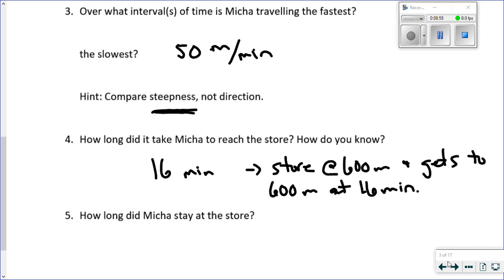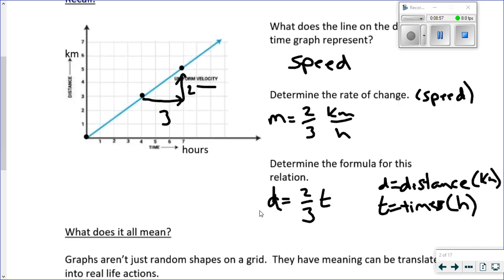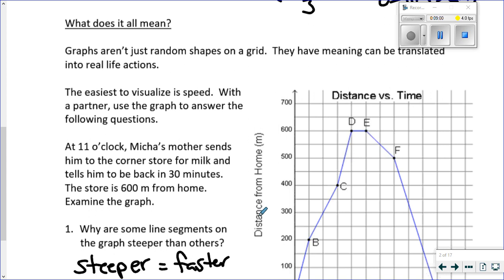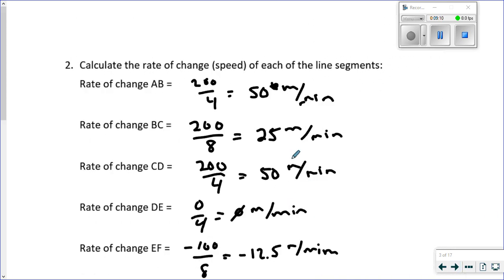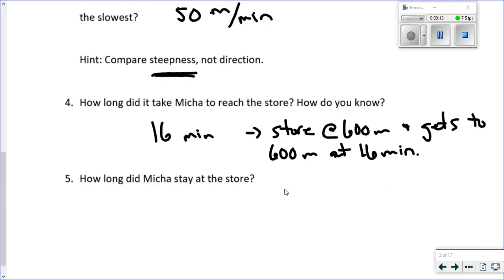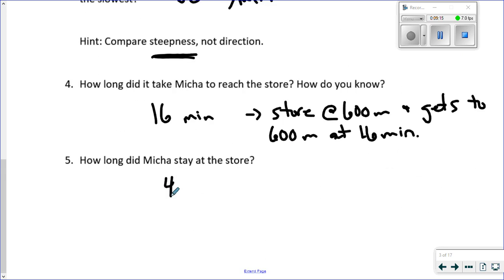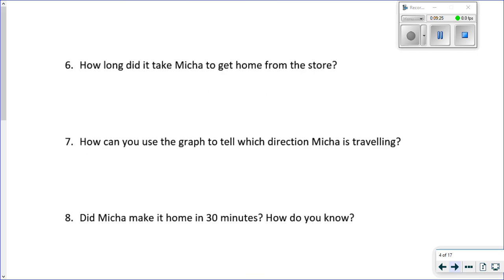How long did Micah stay at the store for? Well, let's find out. And in human terms, he stayed at the store. In mathematical terms, he's not moving. Now, realistically, he's probably moving around the store, but we're not getting too fussy about that. He was there for 4 minutes. I don't know, bought himself a lightsaber or something. How long did it take Micah to get home from the store? Have a look if you haven't already.